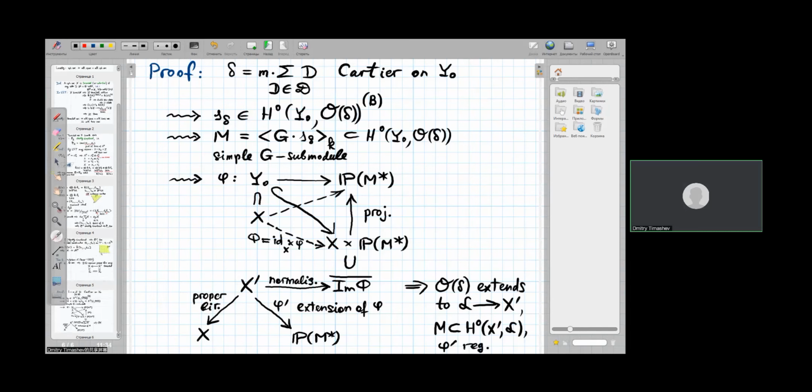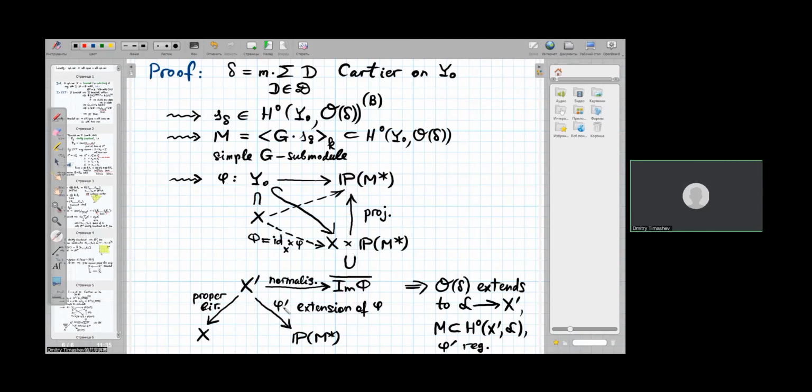Phi prime is regular means that for any point in X prime, there exists a section from here which does not... Oh, this is regular since the projection is regular. Yes, because of this construction. This is a regular map, and this is just a subvariety in here. After normalization, this map is a composition of this one and the projection here. Still it is a regular map as a composition of two regular maps. Okay.